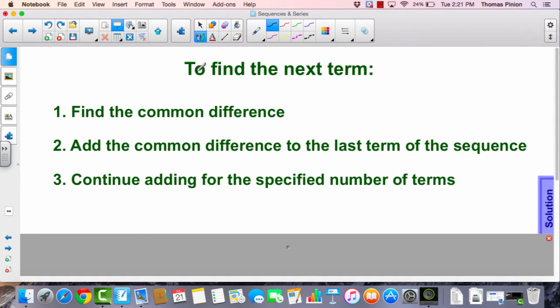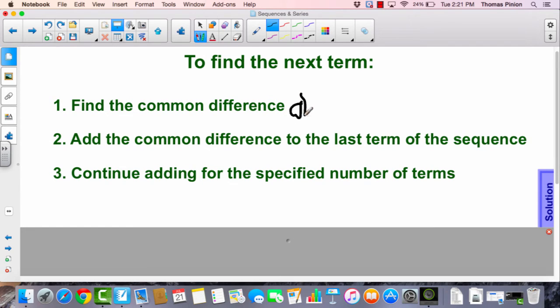Now, to find the next term in an arithmetic sequence, we must first find the common difference, d. Okay? D. Not very nice D, but it's a D. We're going to add that common difference to the last term of the sequence, and we're going to continue adding for the specified number of terms. Okay? So now, let's look at this example.